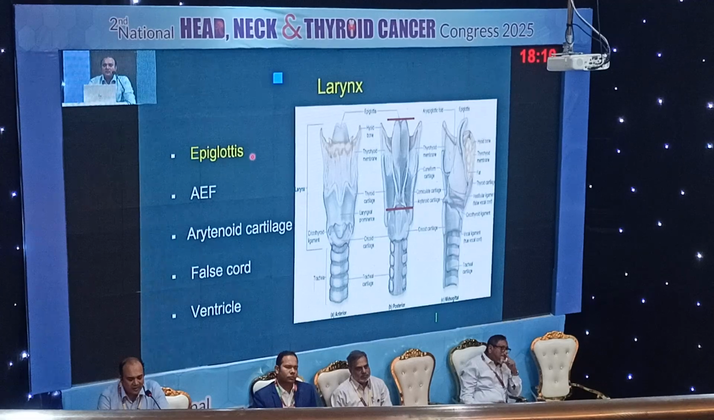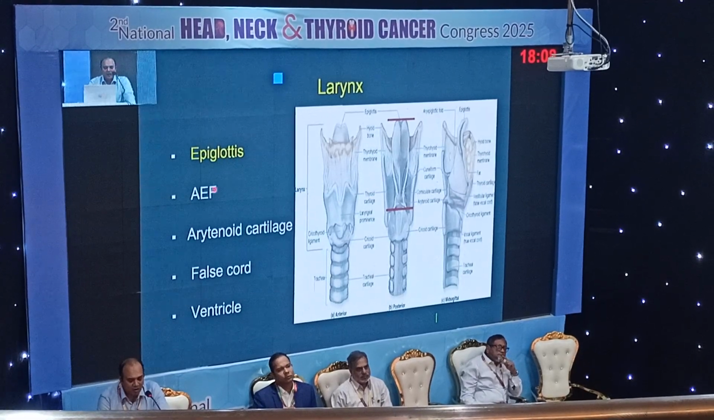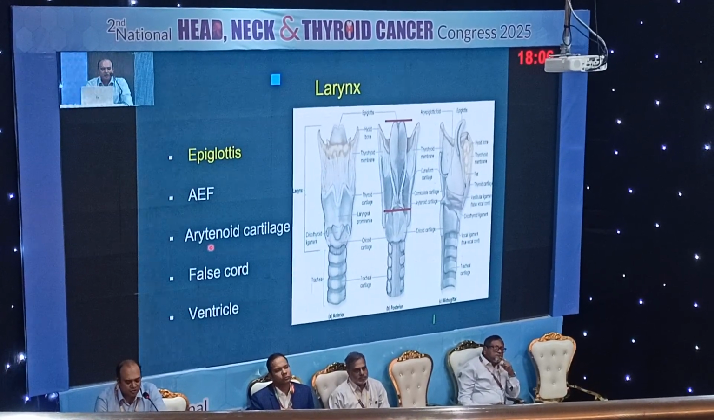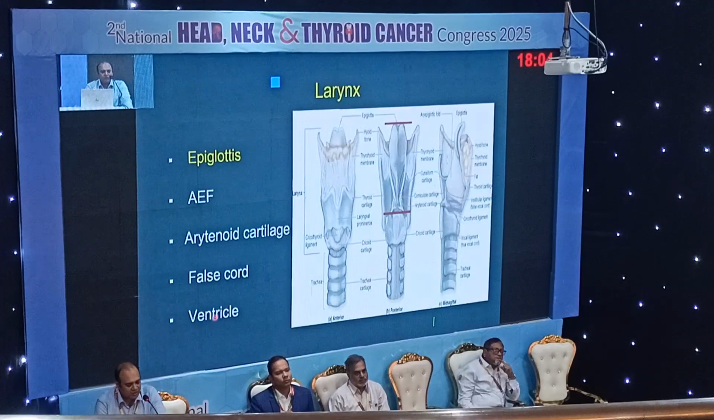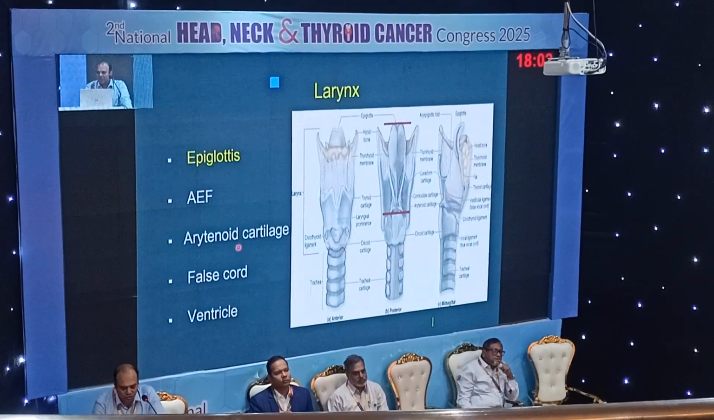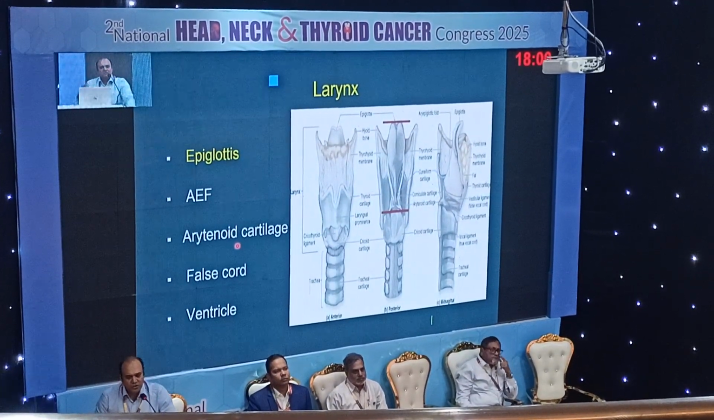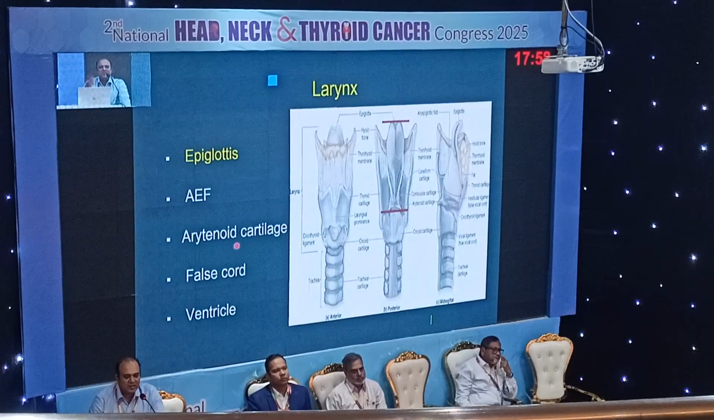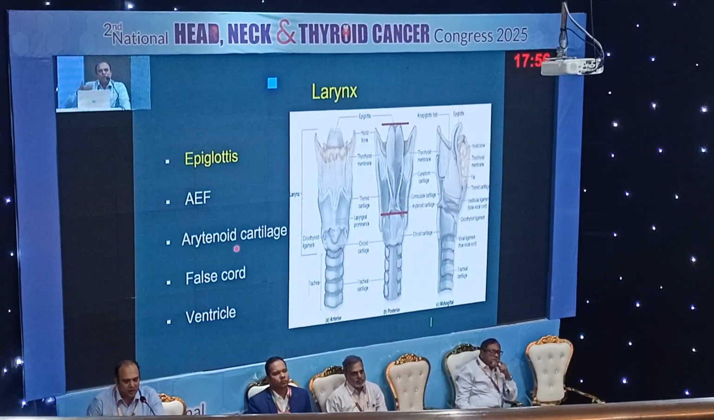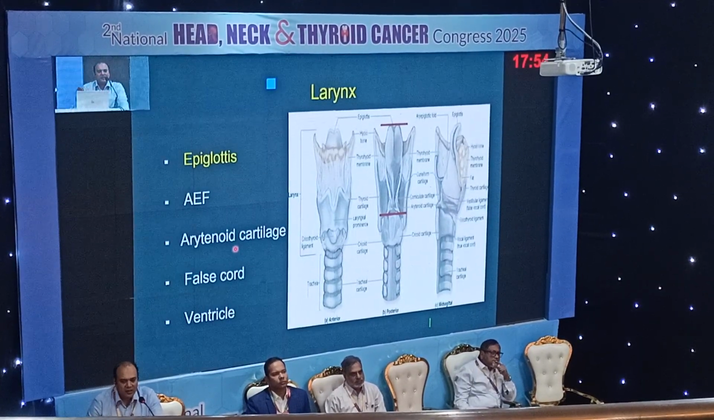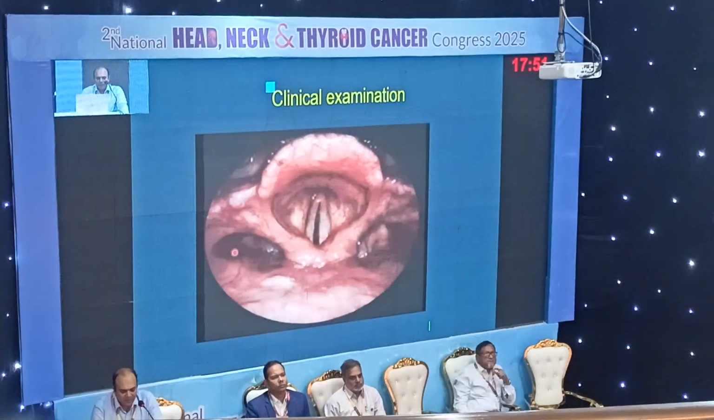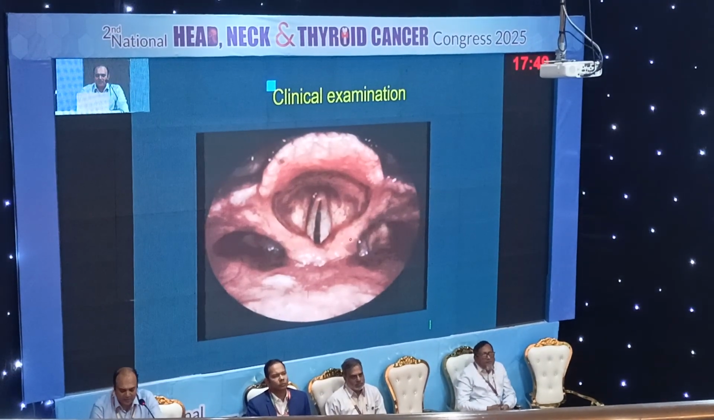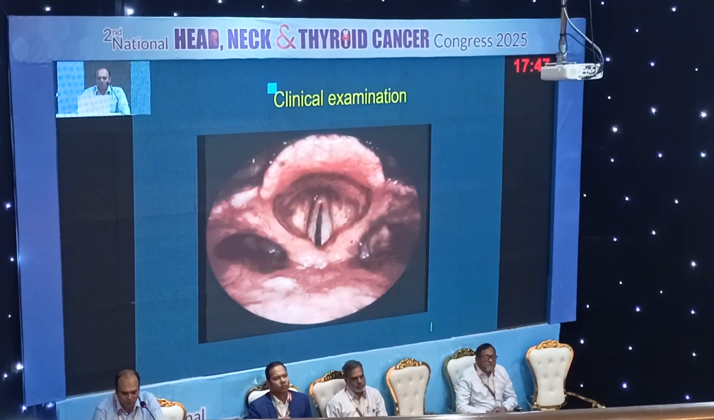And it has the epiglottis, aryepiglottic fold, the arytenoid cartilage, the false cord, and the ventricle. So these are the subsites in supraglottis. I will try to take you through how you have to look in each CT scan, at what level you are. That's more important. The second thing is how you stage the disease. This was already discussed, so I am not discussing that. You know this as a surgeon, everyone knows this.